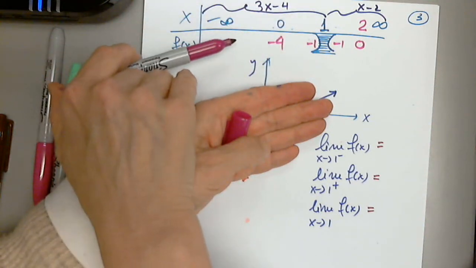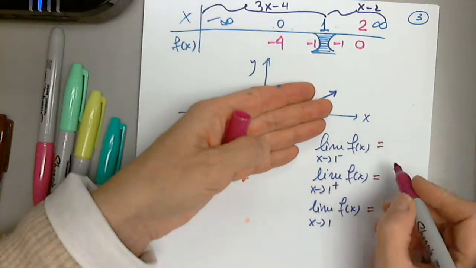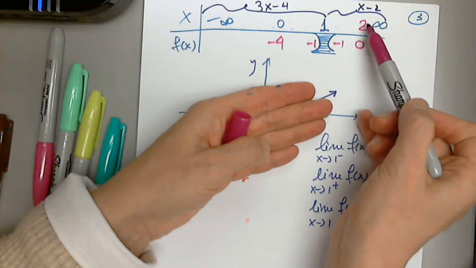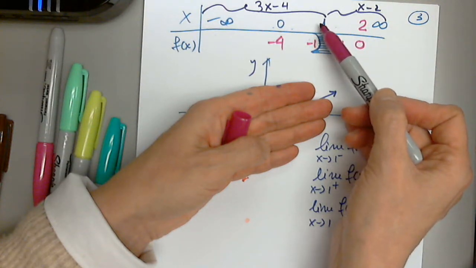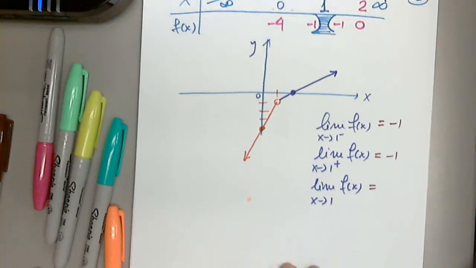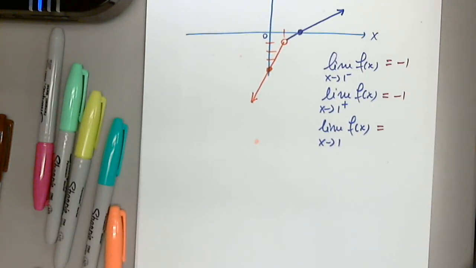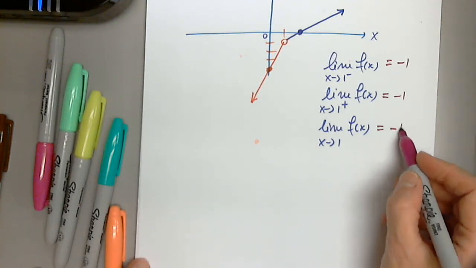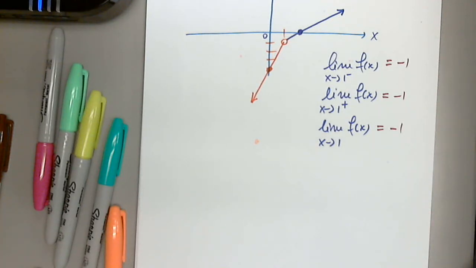The function values approach -1. As x approaches 1 from the right, the function values approach -1. And what is the limit from either side? -1. Exactly, because both sides approach the same number. One more time, is this function defined at 1? No, it's not defined at 1. It has an open point and not a full point anywhere. Any questions?